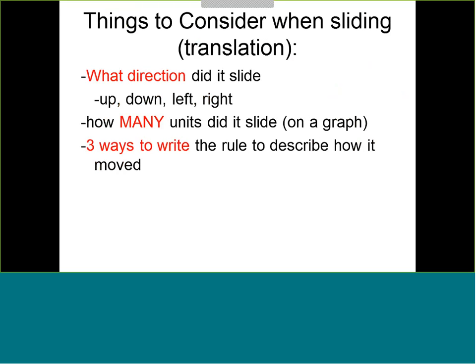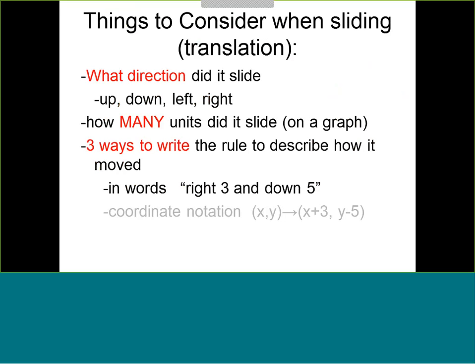And then there's 3 ways that we're going to focus on how to write these rules. The first one is basically just putting it into words. I move it left or right, and then I move it up or down. The reason we say left or right and then up or down is because it's just like having your x-axis and then your y-axis, having x comma y. So left or right would be your x-axis, up or down would be your y-axis.